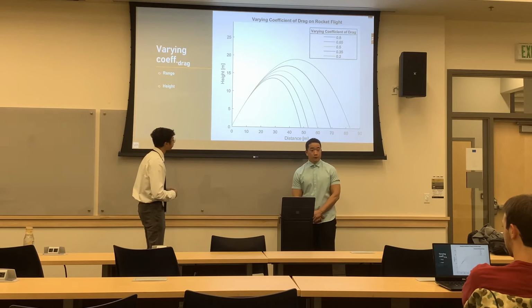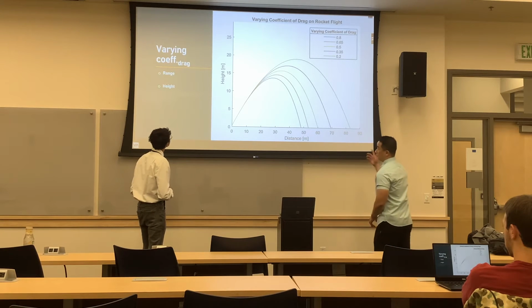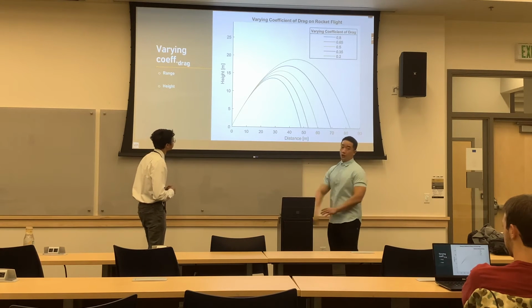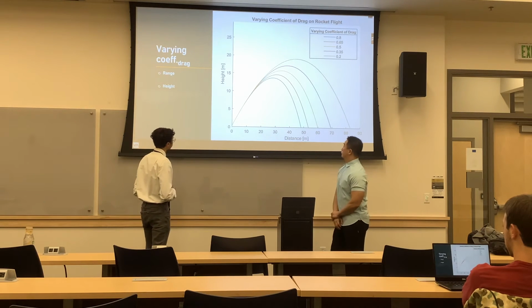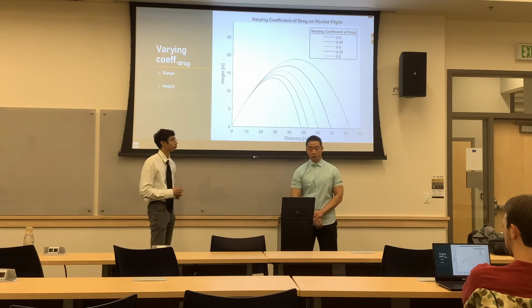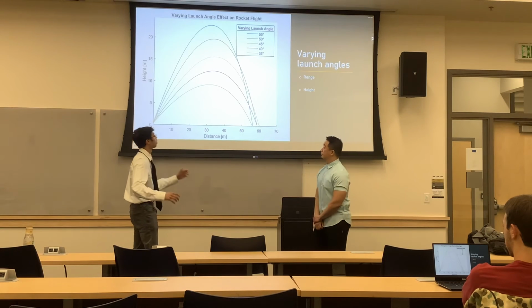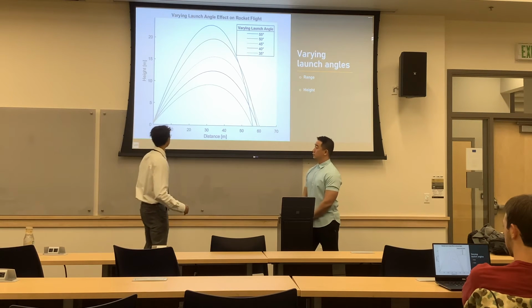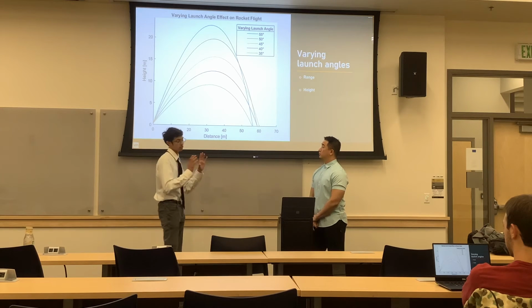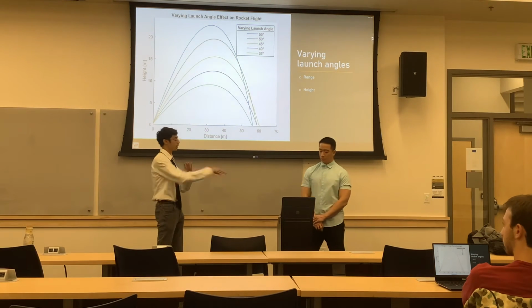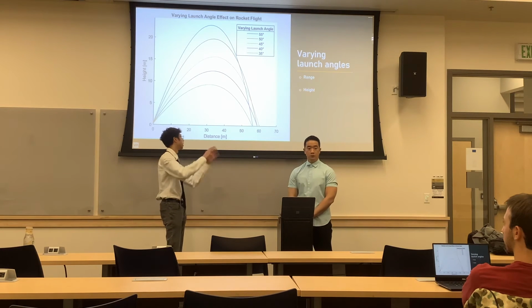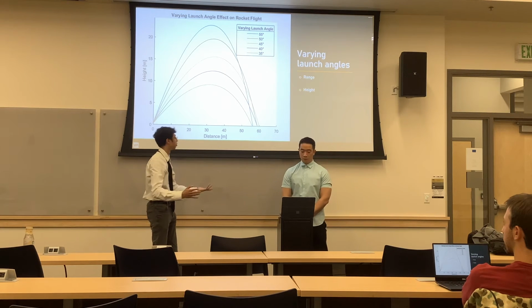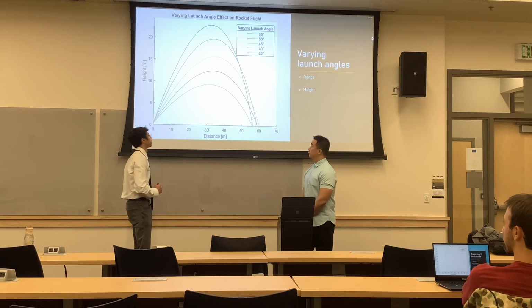This is a varying coefficient of drag. When we have a low drag, then we're going to have a much higher trajectory, much higher flight. And when we have a higher coefficient of drag, then we'll have a much lower and shorter flight. So this is our launch angle variation. So obviously this makes sense as a result, because if we have low launch angle, you're going to go far but not high, and then if you have a high launch angle, you're going to go high but not cover any ground. So this result makes sense as well.